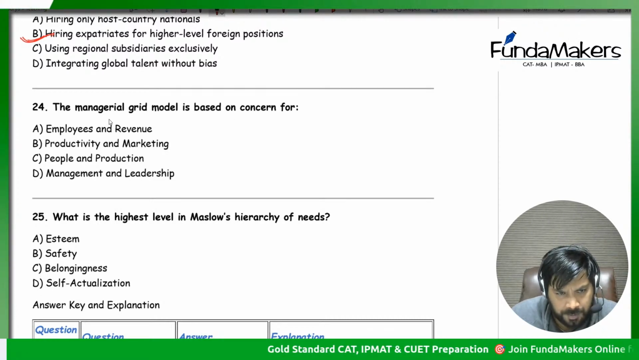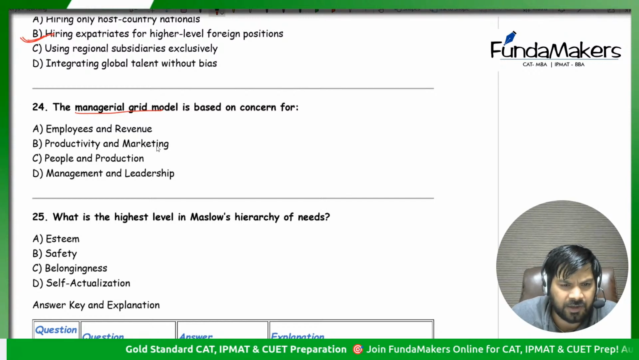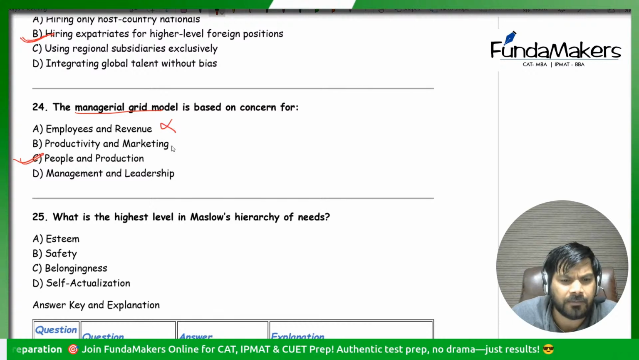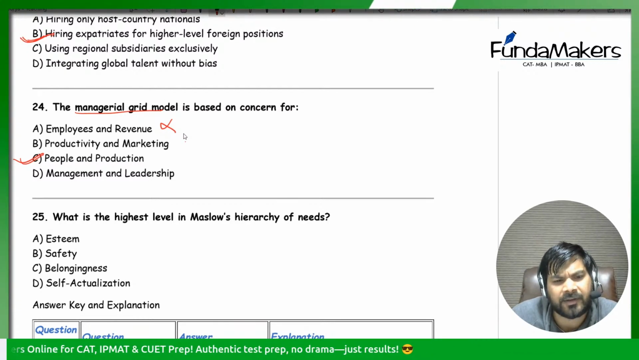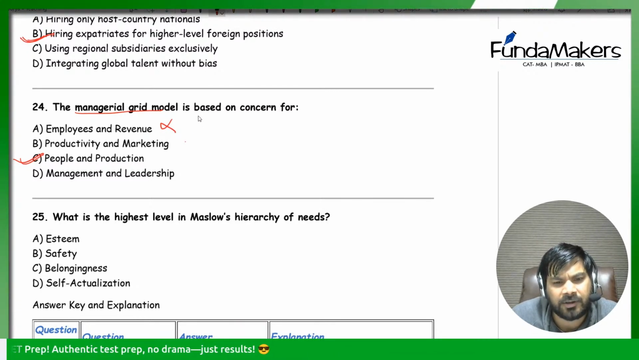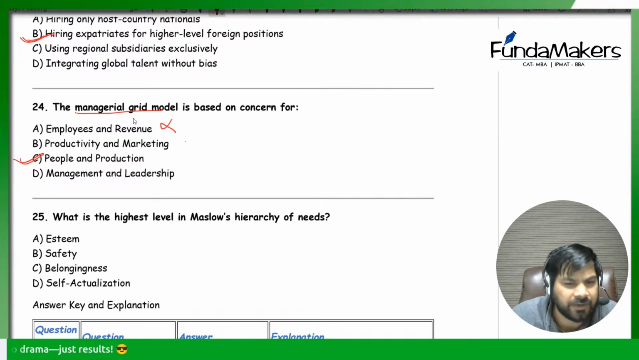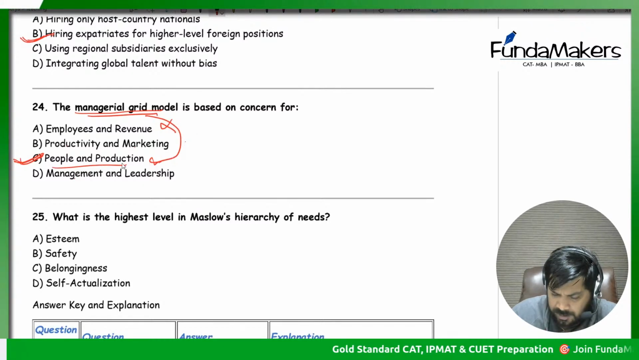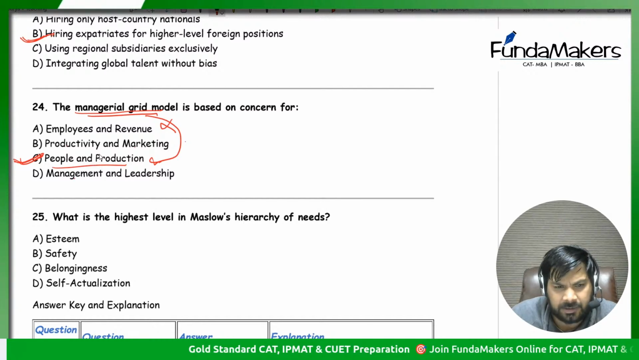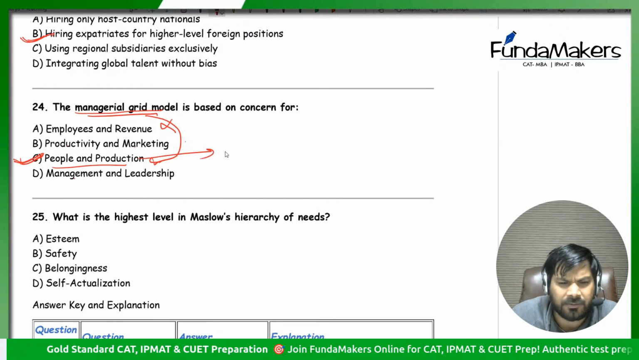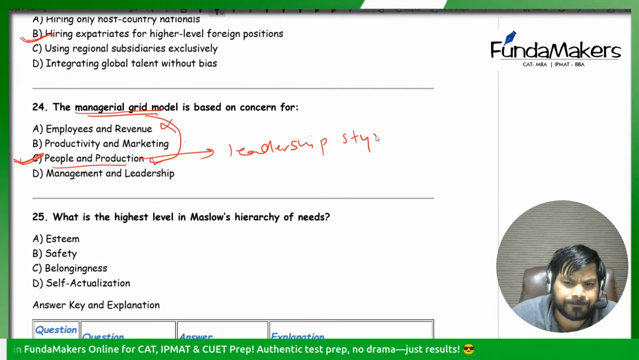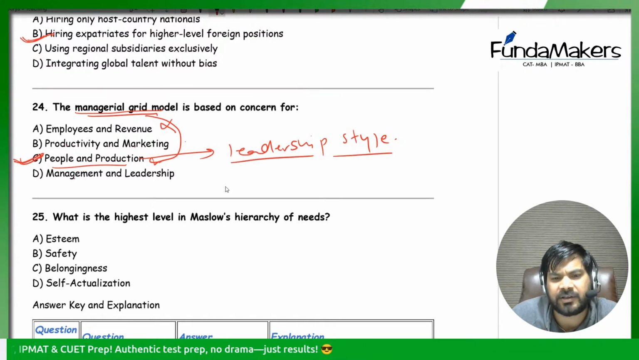24. The managerial grid model is based on concern for employees and revenue. Okay, managerial grid model. I think it should be people and production. The correct answer should be C. Employees and revenue, no. Productivity and marketing. The managerial grid model is basically about managing people and taking the production further, right? So the correct answer should be people and production. Productivity and marketing, management and leadership, no. Managerial grid model basically focuses on people and production, right? And what does it evaluate? It evaluates the leadership style, right? Leadership style.